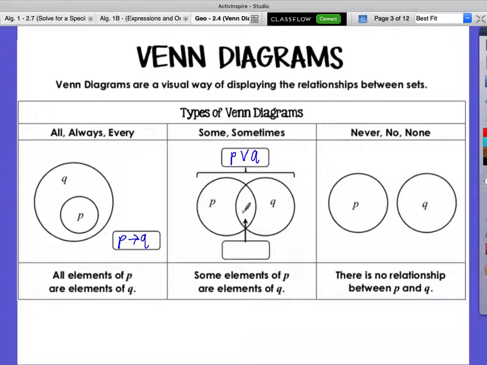And then we have this part in the middle where it's only where they're both true, so that's P and Q. It's only when they're both true. And then we have our part where keywords are going to be never, no, and none. This is going to say there is no relationship between P and Q.